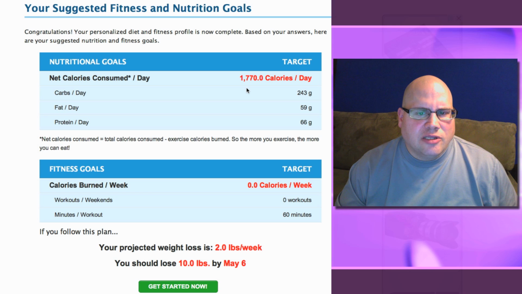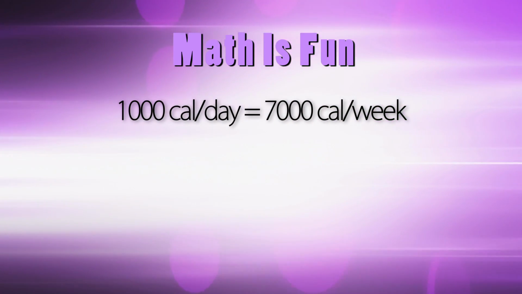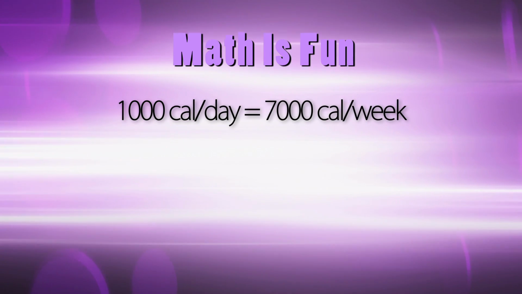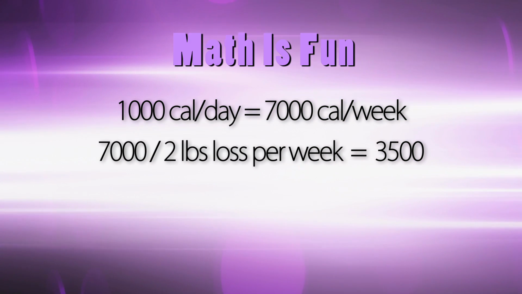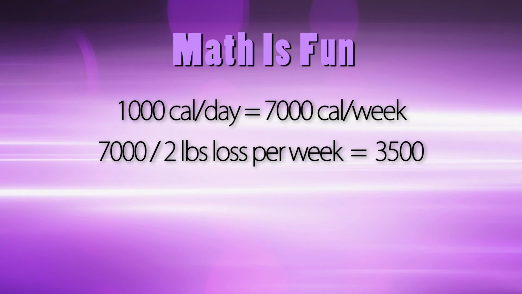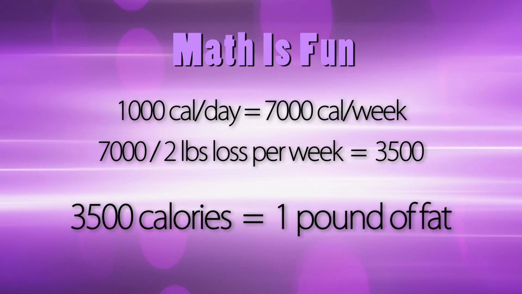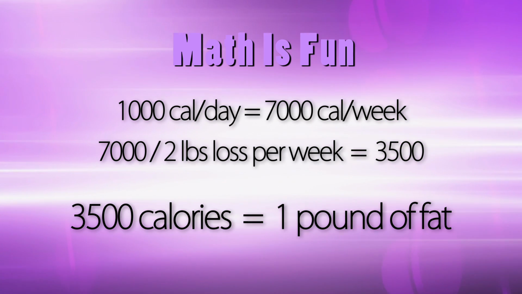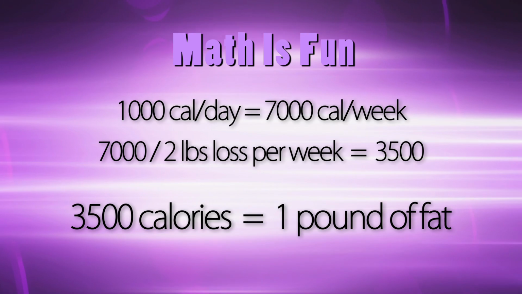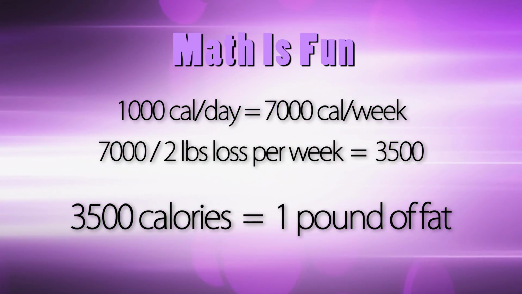Well, let's think about the math here for a second. 1,000 calories doesn't really mean anything. But over the course of a week, 7,000 calories, well, that also really doesn't mean a lot. But if you were to divide that by 2, the 2 pounds I want to lose, you come up with 3,500. Well, 3,500 calories equals 1 pound of fat. So if you want to lose a pound of fat, you have to drop your calories by 3,500 a week. That's where you come up with the 1,000 over the week, because I want to drop 2 pounds a week.